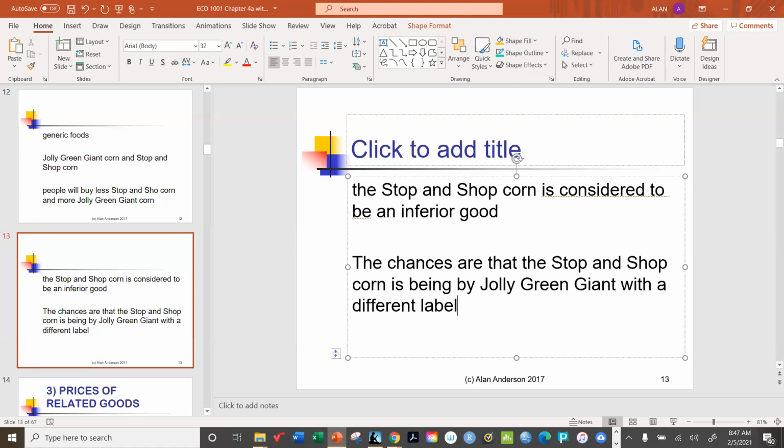Stop and Shop does not make its own products. They're acquiring them from other companies and putting their label on it. So it may very well be that the two cans are identical to each other. It's just that they have different labels on them. And the perception is that the Jolly Green Giant can is better and therefore worth paying more for. Okay, so again, this is something we'll get back to in a later chapter.